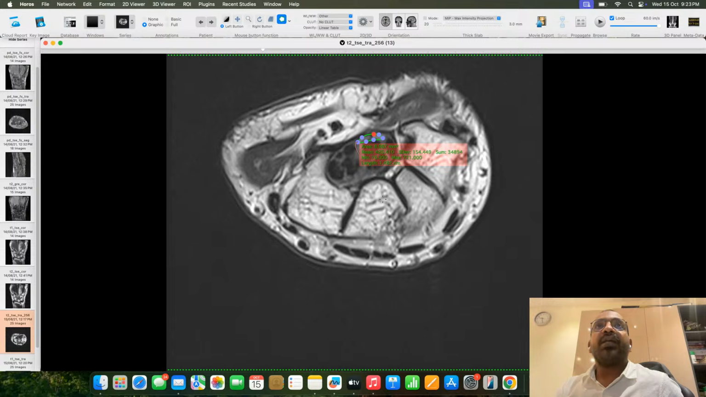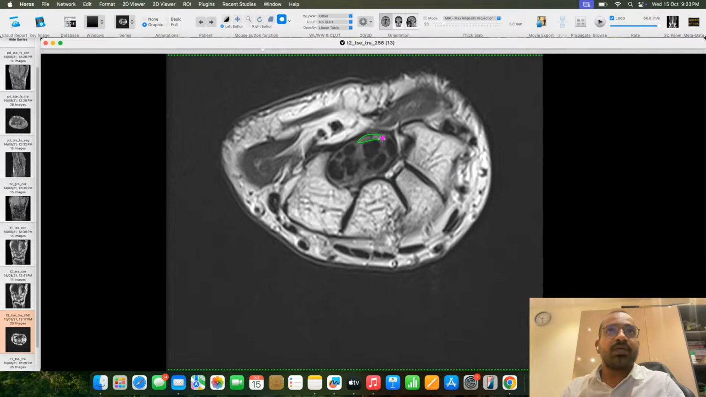So almost 8.9, so 8.9 mm. This is at the level of the outlet. So usually we do an area ratio of inlet to outlet. If it is more than 1.4, it is usually significant for carpal tunnel syndrome.